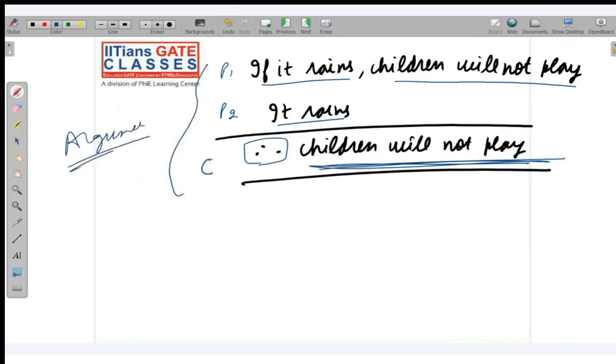So an argument is: I have propositions, and I am assuming that they are true. I am saying if it rains, then children will not play. I have said this thing to you. And then the second proposition, I am saying it rains. So what conclusion will you draw? Obviously, children will not play. This is an example of an argument. Please take a snapshot. I will jump to the next slide.